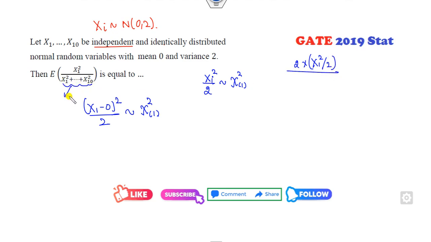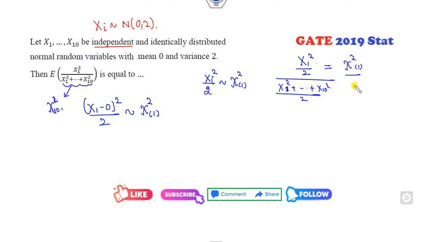You can see it's 10 degrees of freedom. Fine, it's a chi-square with 10 degrees of freedom, but it is divided by 2. So, instead of that, I can divide the numerator and denominator by 2. Fine. So it will be x1 square up to x10 square divided by 2. So this one is my chi-square distribution 1. This one is chi-square distribution 10. Now you can see, are they independent? Yes, they are independent. So the ratio of the two chi-square distributions will be an F distribution. Fine, F of 1 comma 10.